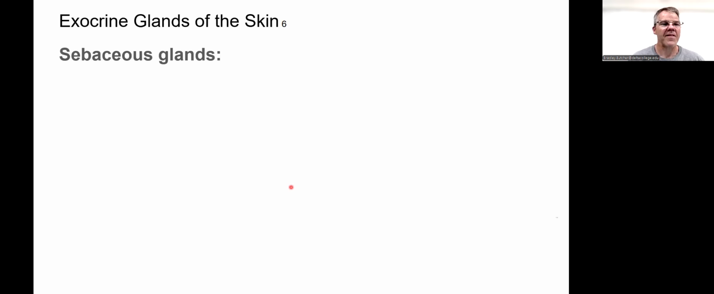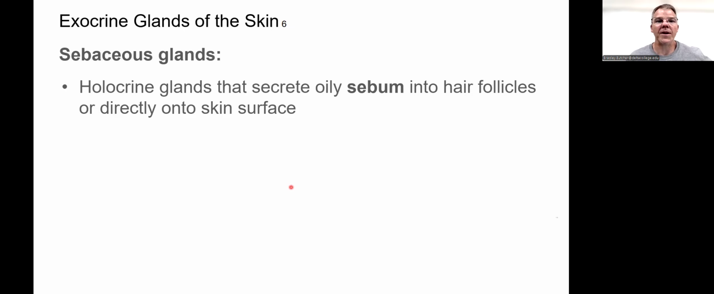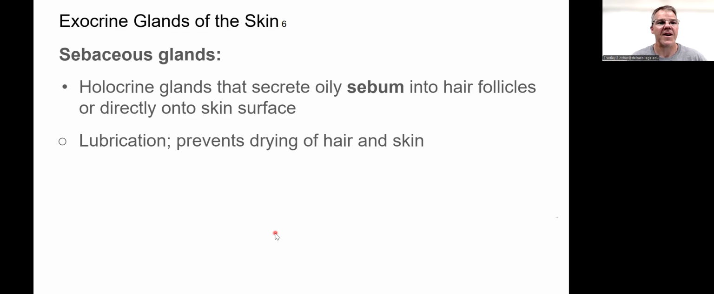molecules. Sebaceous glands, remember, sebaceous glands are producing an oily substance called sebum into the hair follicles or directly onto the skin surface. They function to provide lubrication, preventing the drying of hair and skin.